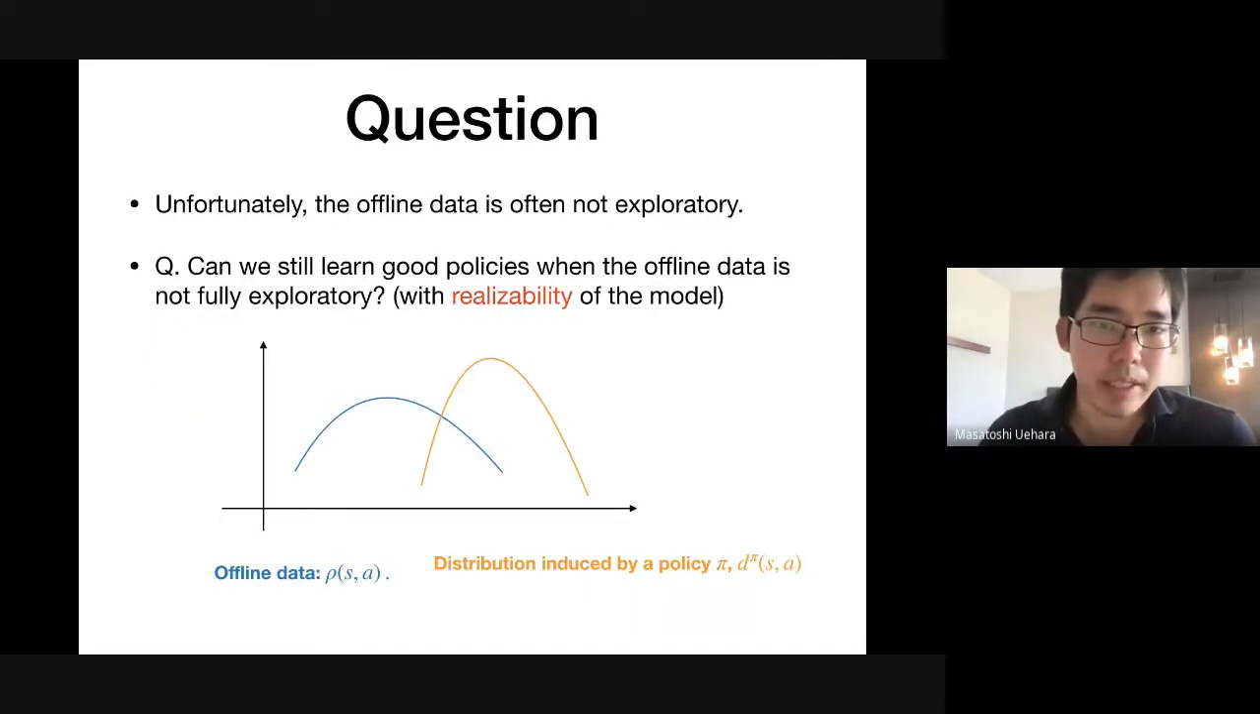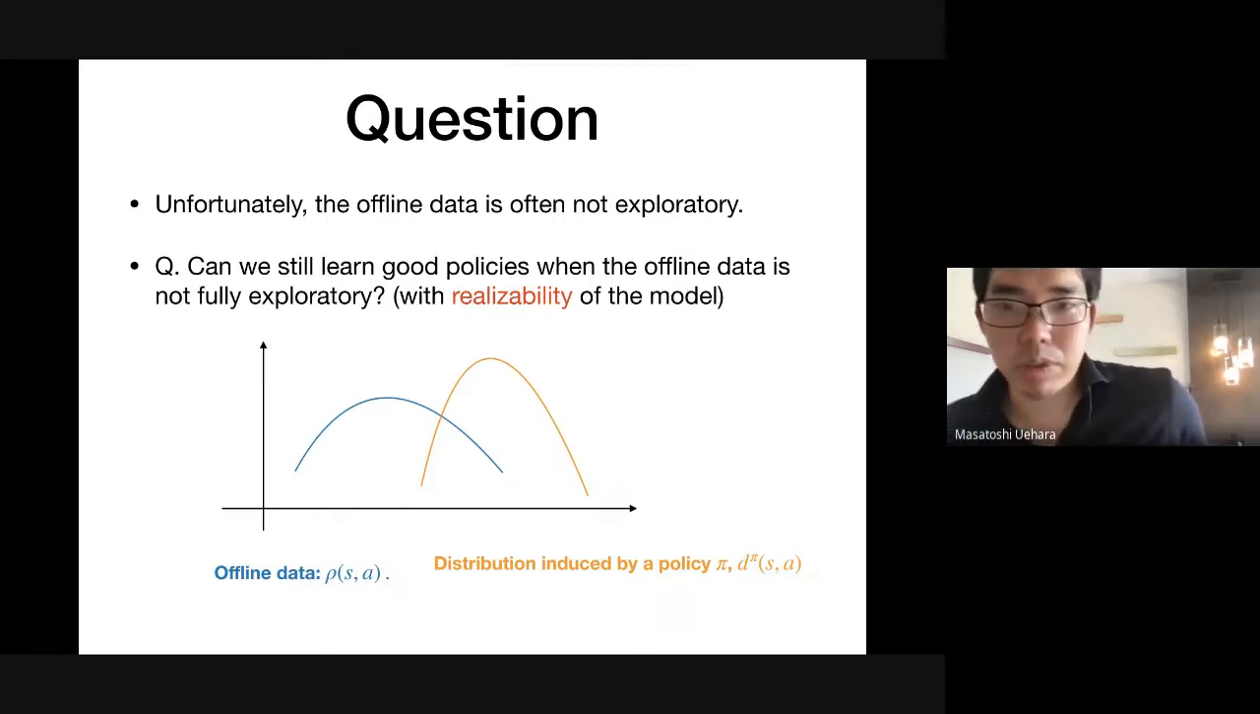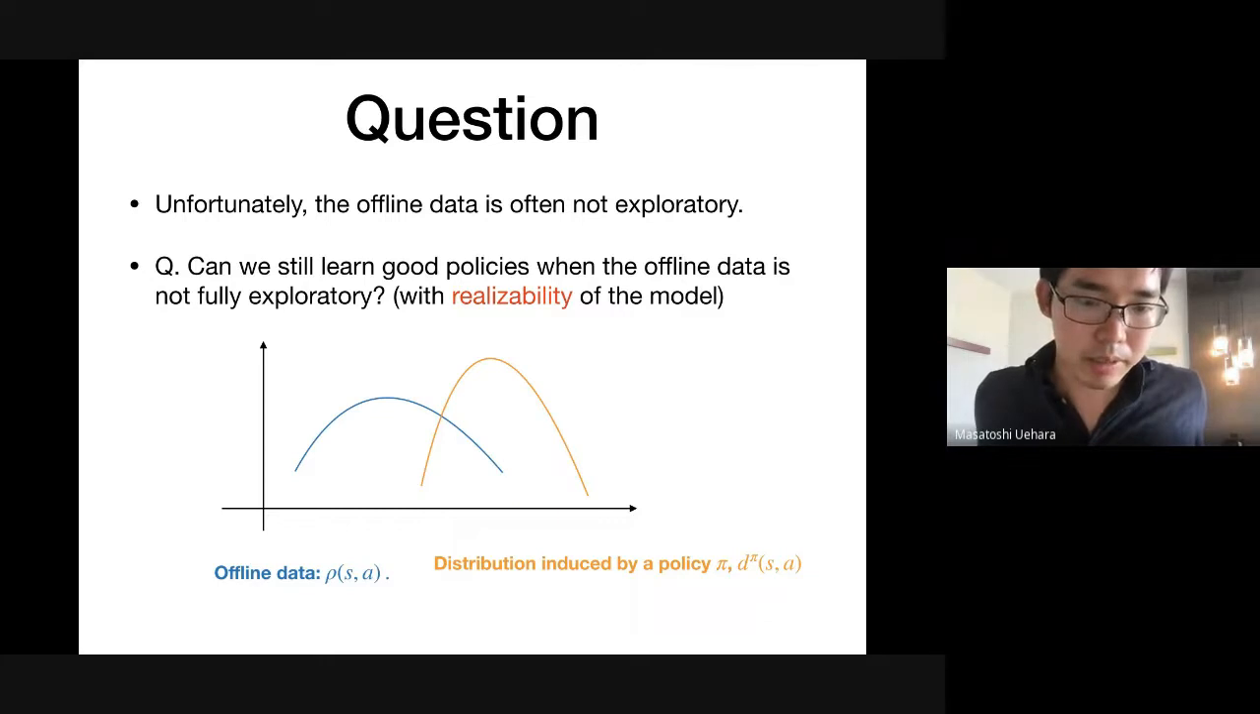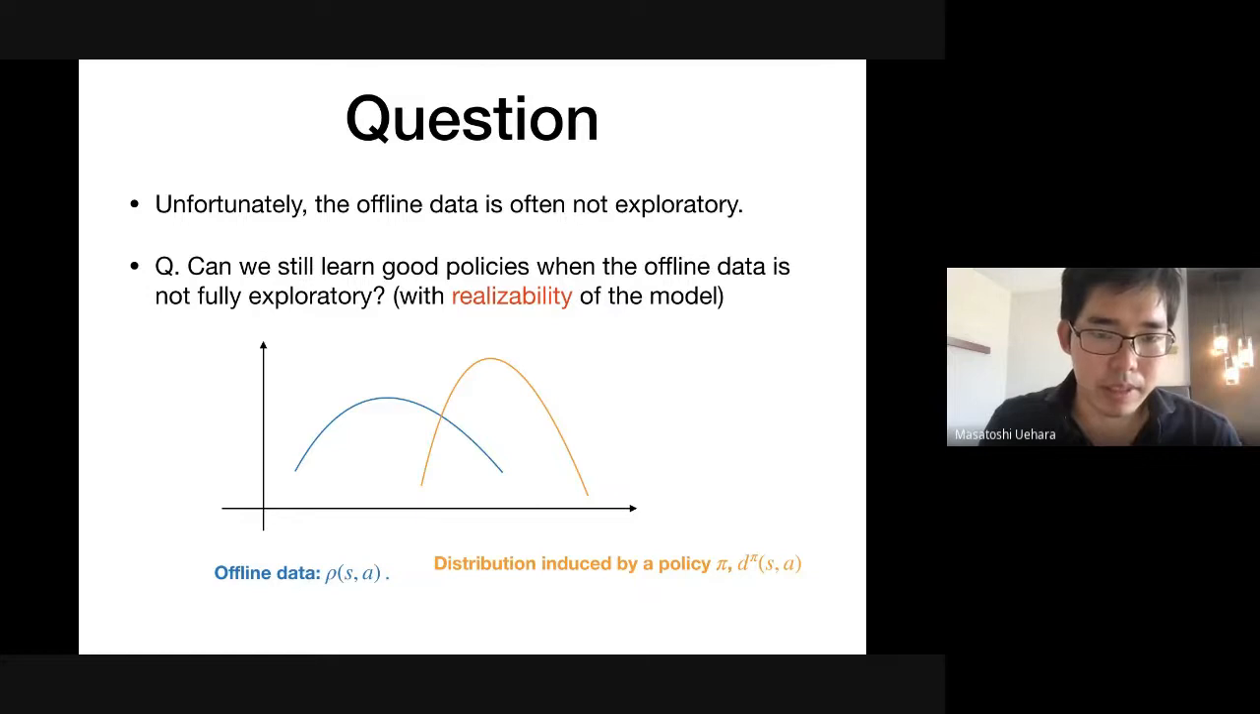More specifically, our question is as follows. Usually, in many theoretical RL papers, they assume the offline data is fully exploratory. Let's see this figure. In this figure, the offline data is on a row, and it's a distribution over state and action. Exploratory means that the support of the offline data is very large. That's the meaning. But of course, in reality, it doesn't happen.